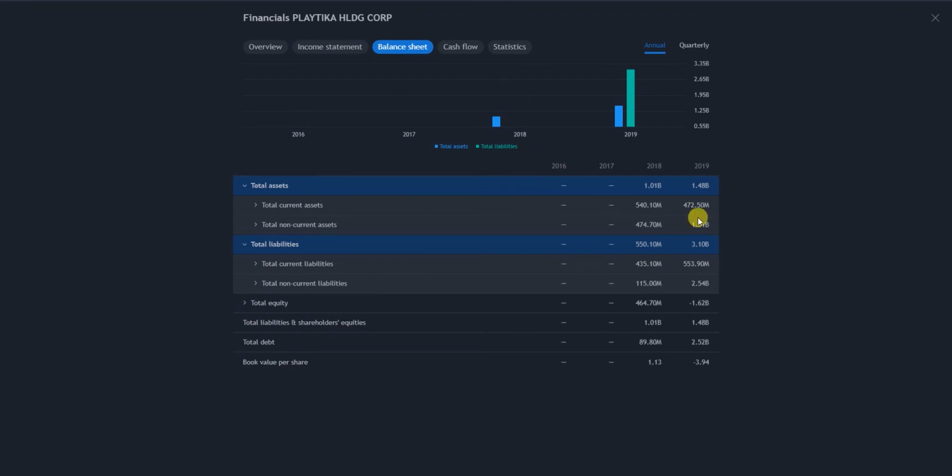Now, okay, so I look at their balance sheet, and this is a turnoff right away. I see that their total assets is in the billion. That's great. But the liabilities, look at that. Look at that. $3.1 billion.